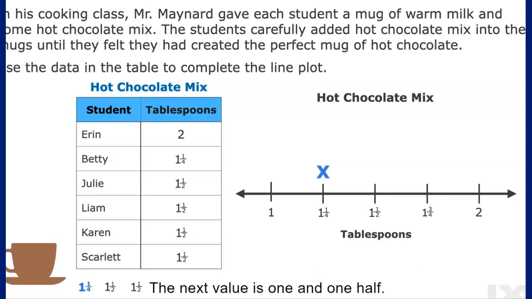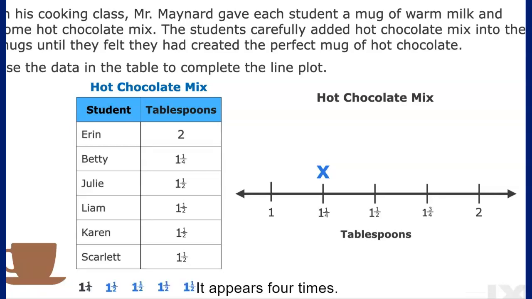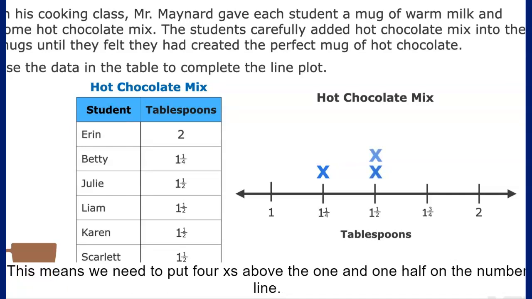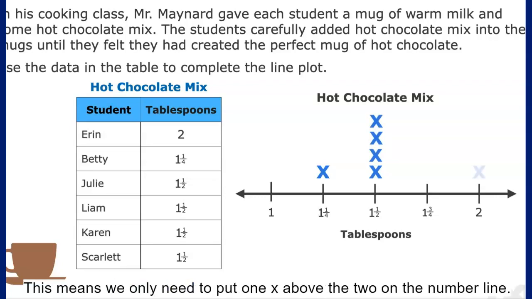The next value is 1 1/2. Count how many times 1 1/2 appears in the list. It appears 4 times. This means we need to put 4 x's above the 1 1/2 on the number line. The last value is 2. It appears one time. This means we only need to put 1 x above the 2 on the number line.